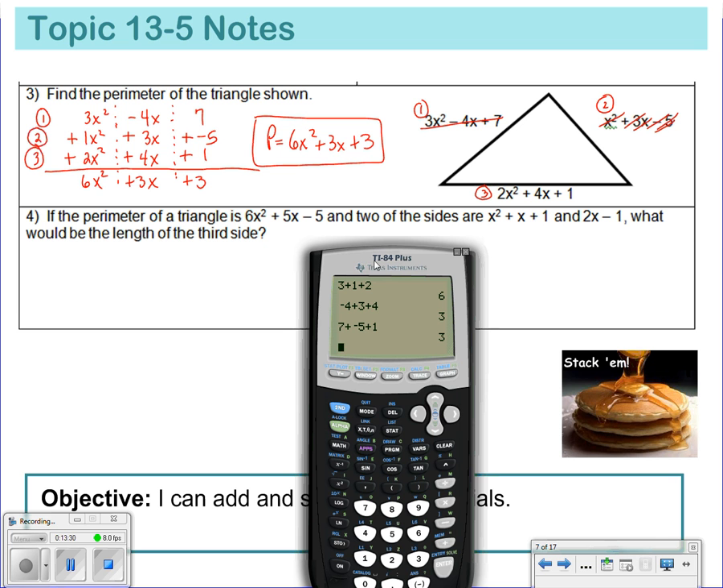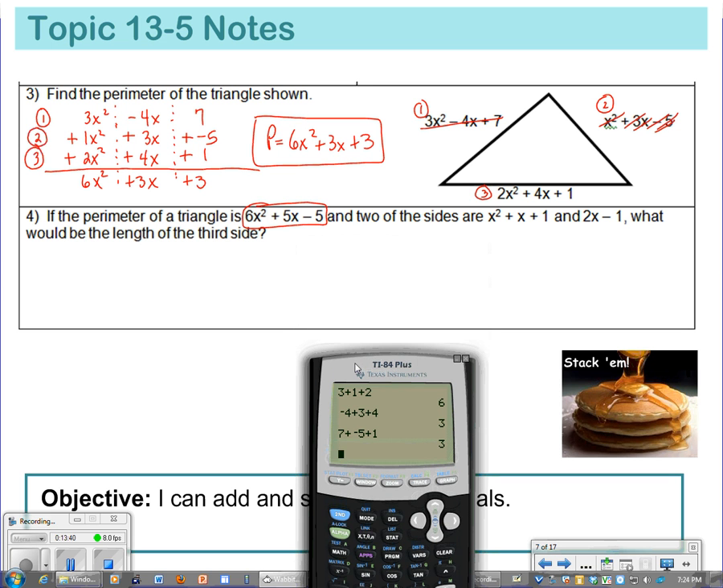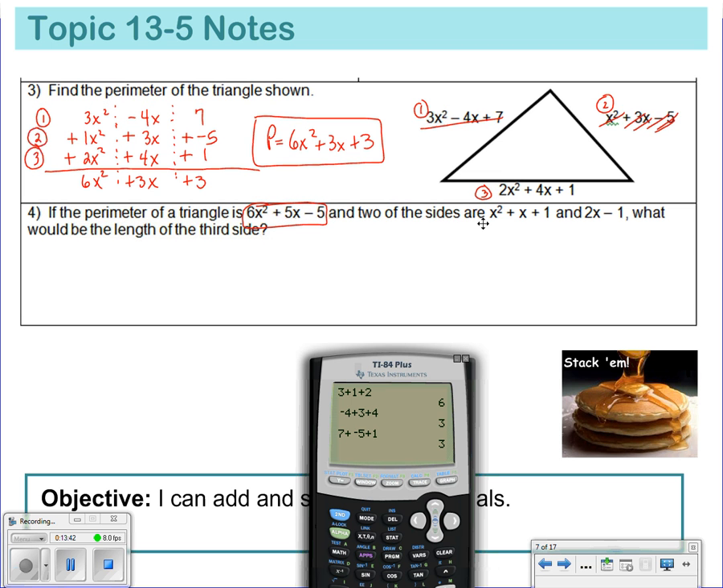Number 4, we have if the perimeter of the triangle is given. So in this case, they're giving us the perimeter. It's 6x squared plus 5x minus 5. And they're giving us 2 of the sides. So here's side number 1 is x squared plus x plus 1. And our side number 2 is 2x minus 1. We want to find what's the length of the third side. That's the one we don't know.